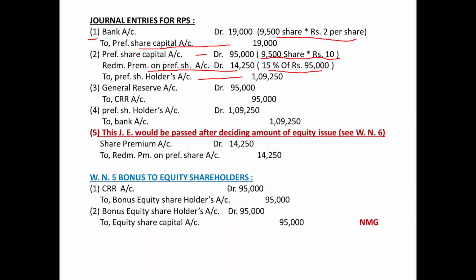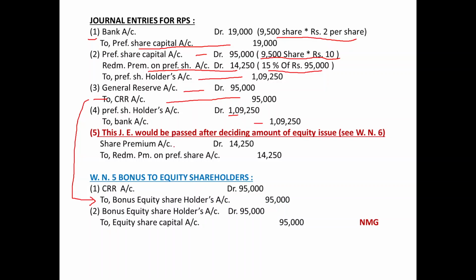Then for the creation of reserve, third journal entry, general reserve account debited 95,000 to CRR account credited 95,000, and this has been later on utilized to give the bonus to equity shareholders. Fourth journal entry, for the payment, preference shareholders account debited 1,09,250 to bank account credited 1,09,250.